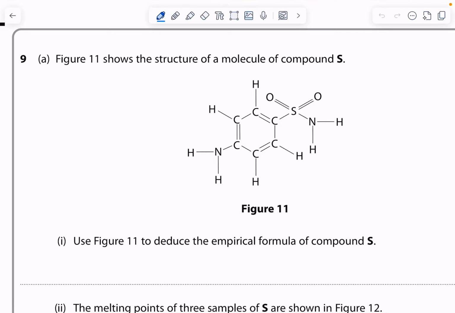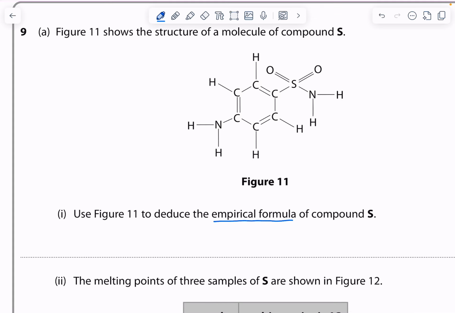So the key to this question is remembering what the phrase empirical formula means. An empirical formula is the simplest ratio of the number and type of atoms in a compound. So what I'm going to do first is just count the atoms, and then we'll look at making the ratio.